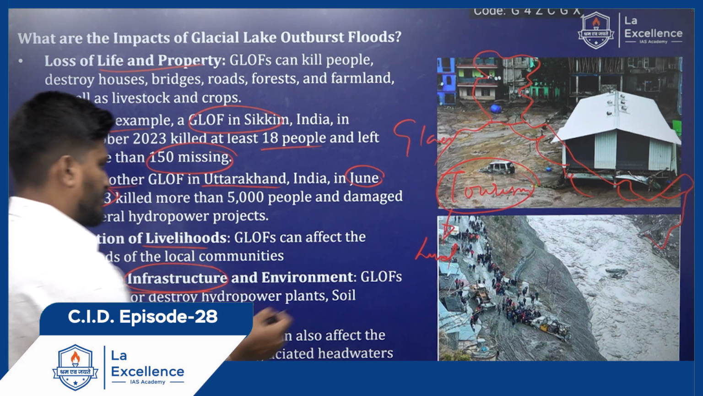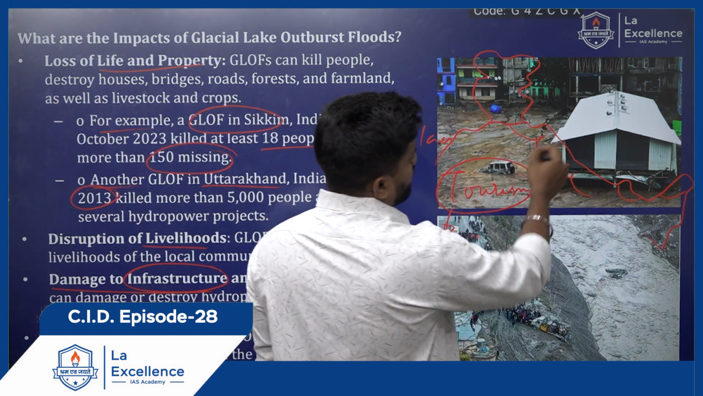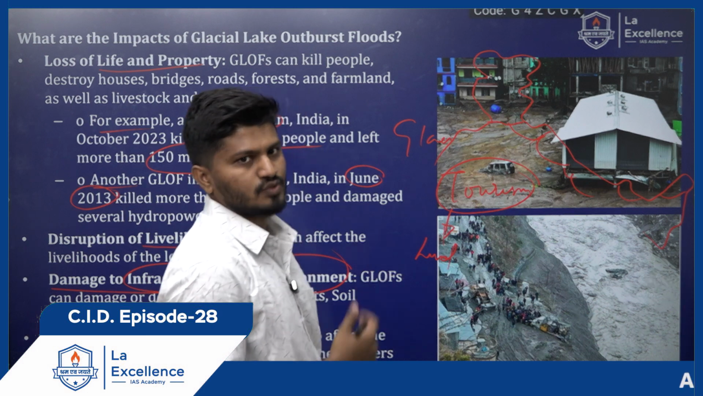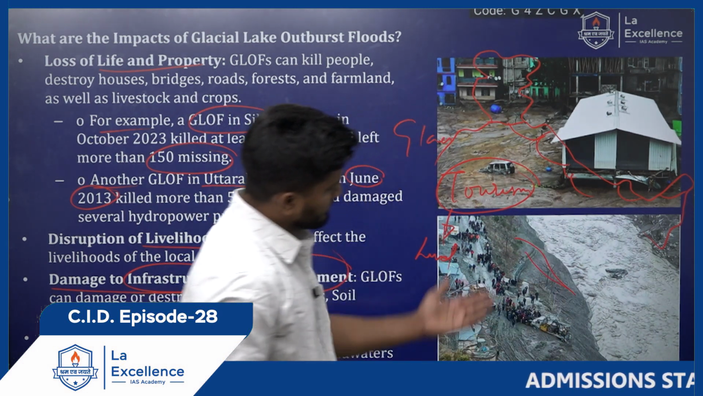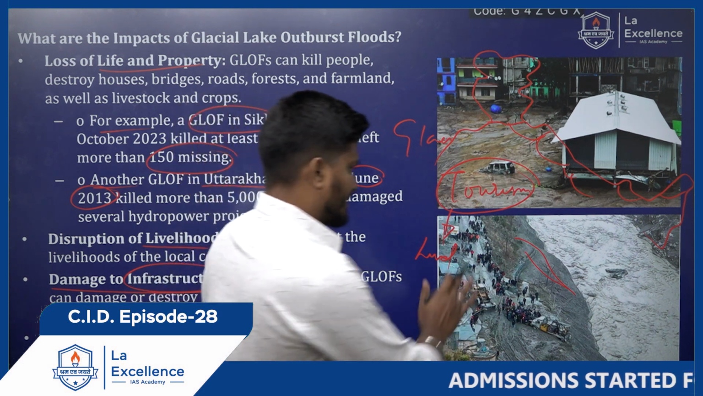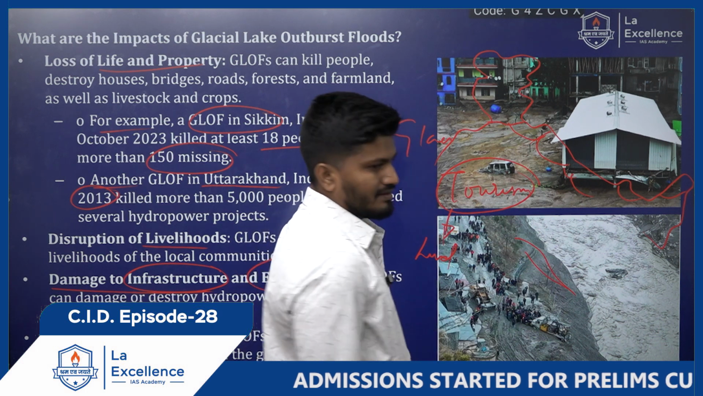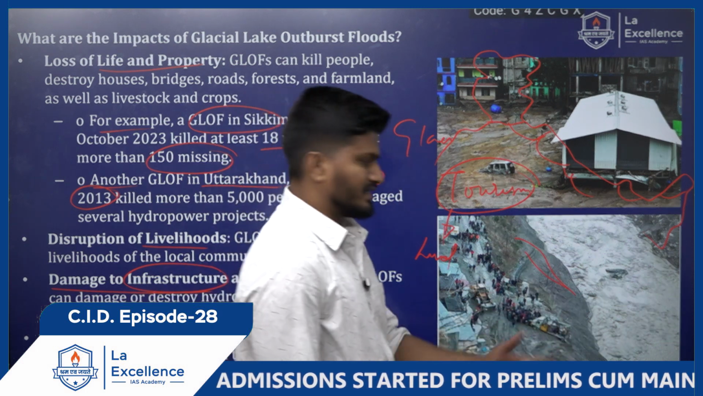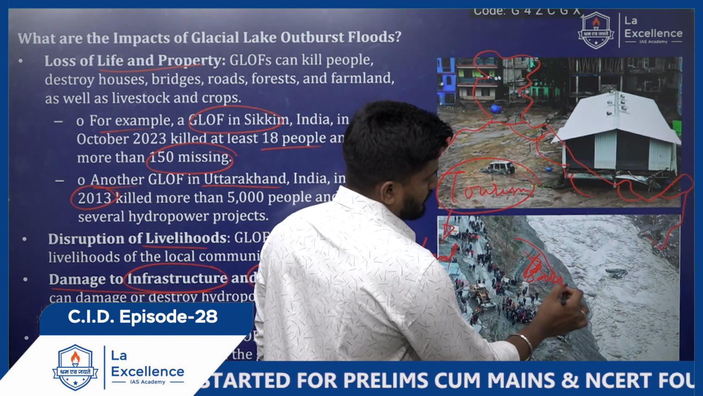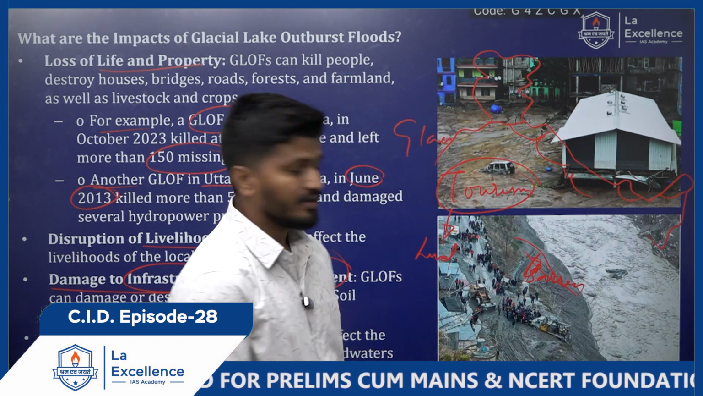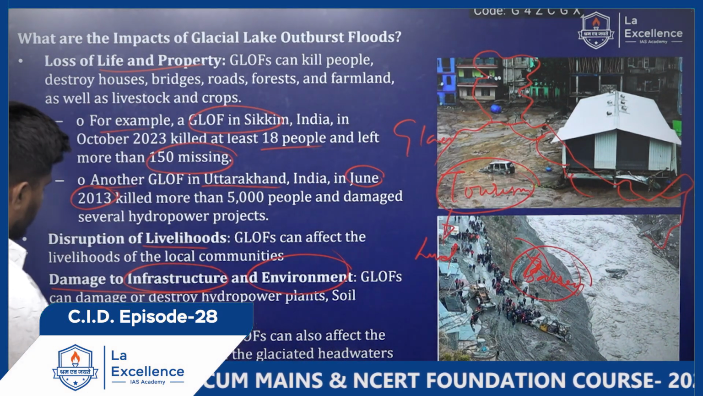Again, it will also damage the environment. What happens is these regions have very little fertile soil. Because of this flooding and weathering, even the top layer of fertile soil gets washed away by the sediments, and whatever little fertile soil remains also gets dragged away. So this becomes barren land again. So it will also have an impact on the environment. That is very important. And then again, transboundary impact.